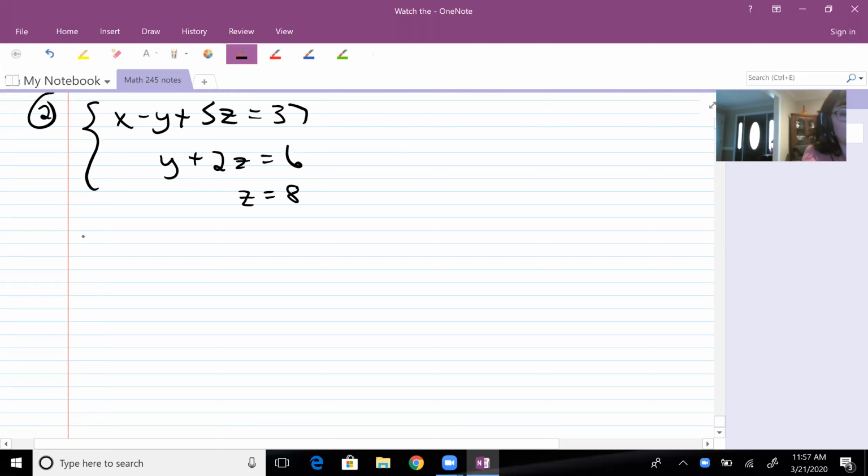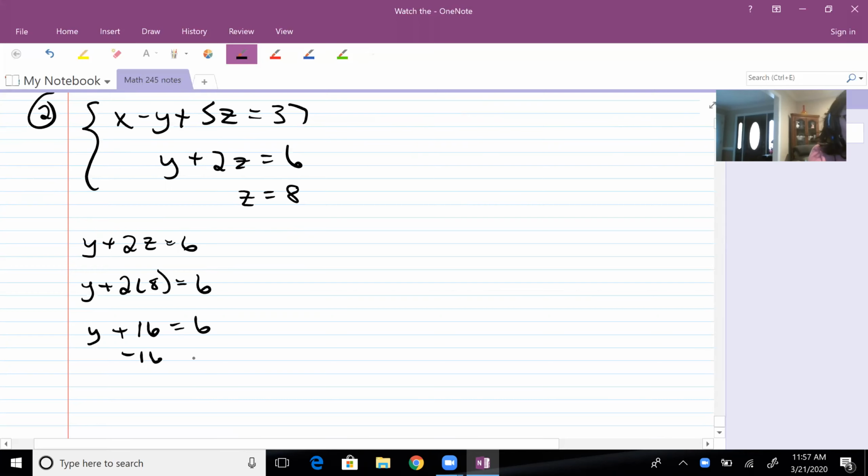So if we back up in our system to our middle equation, we know that z is equal to 8. So if we go ahead and plug in that z is equal to 8, we have now set up an equation with one unknown, and we just need to solve for y. So 2 times 8 is 16. And subtracting that 16 will give us y equals -10.